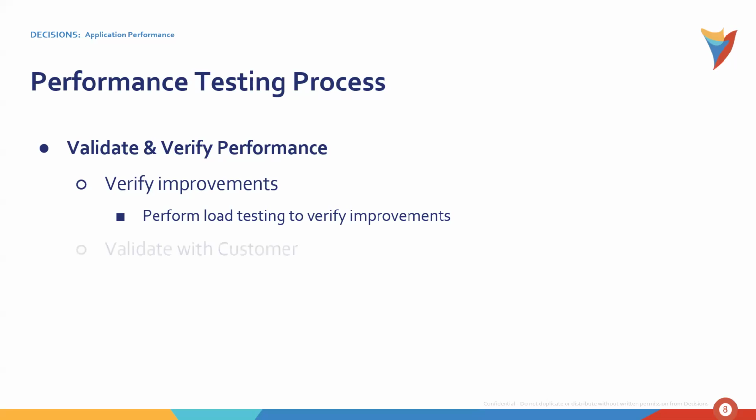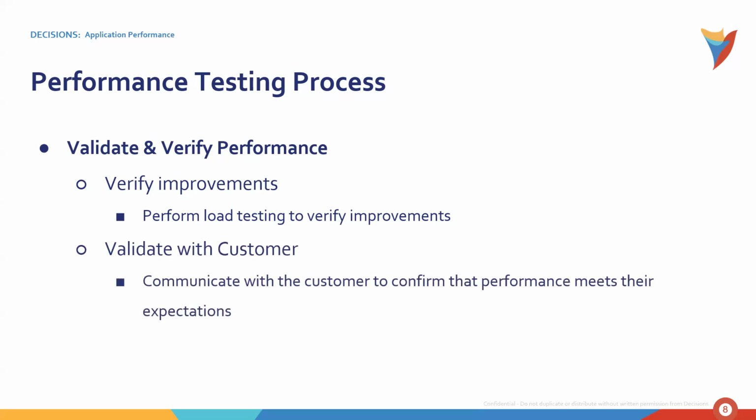So we should verify the results, and we should also validate them with the customers. We should communicate to them, and we should report our findings and the fixes that we have applied for the application. So this is the complete performance testing process that a developer will follow. It's a 5-step process. And again, you will repeat this in different phases of the performance testing.